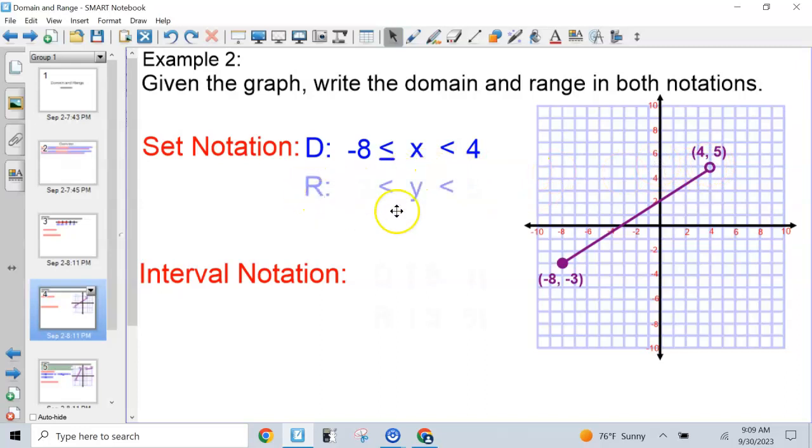For range, it'll be less than sign, y, less than sign. How low does the graph go? It goes to -3 for y. How high does the graph go? For y values, it's +5. -3 is closed, so put the equal sign there.